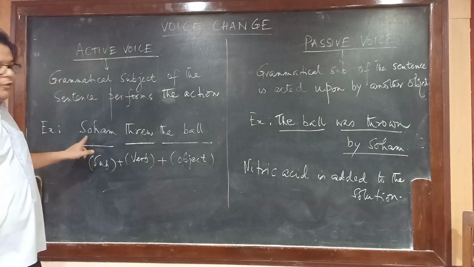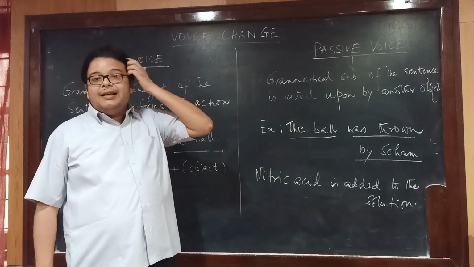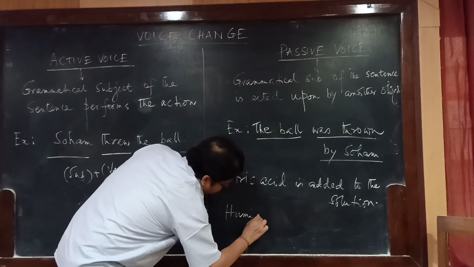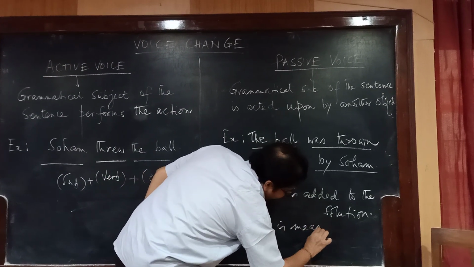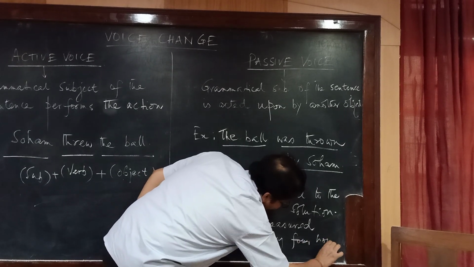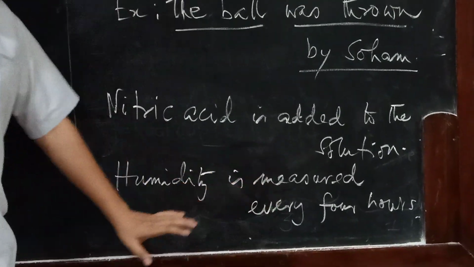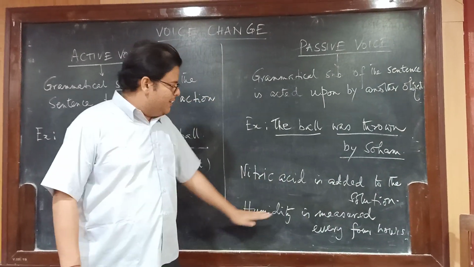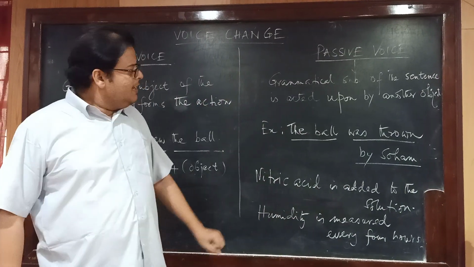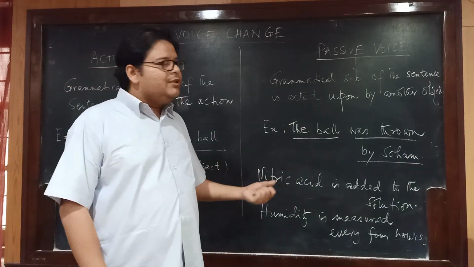Who threw the ball? Shoham threw the ball. So Shoham is the actor, the performer. But here, who added nitric acid is not important. Most often in scientific processes, the performer is not important. Let's take another example. Humidity is measured every 4 hours. A scientific process. You measure humidity. Now, who is doing the measurement is not important. In this sentence, the action is important, the measurement of humidity. So, here we have used passive voice to leave out the actor. So, this can be one example where passive voice is needed. There can be many more examples. I'll give you just one more example.